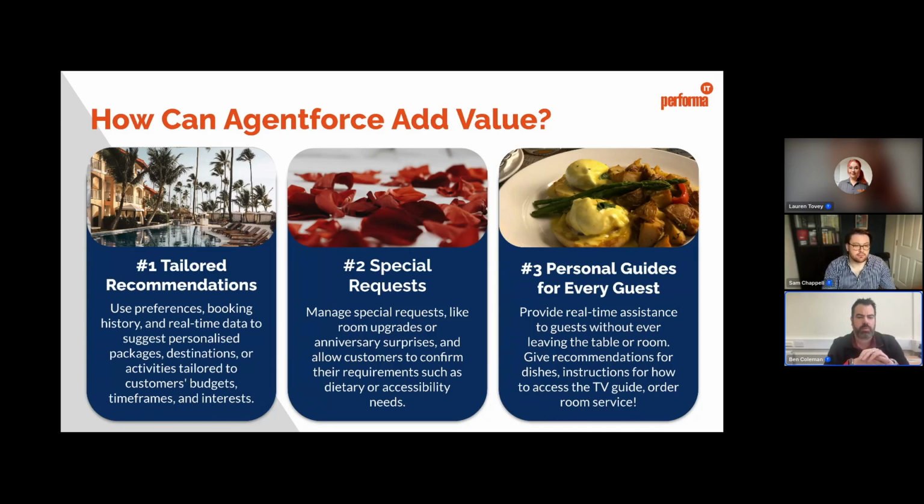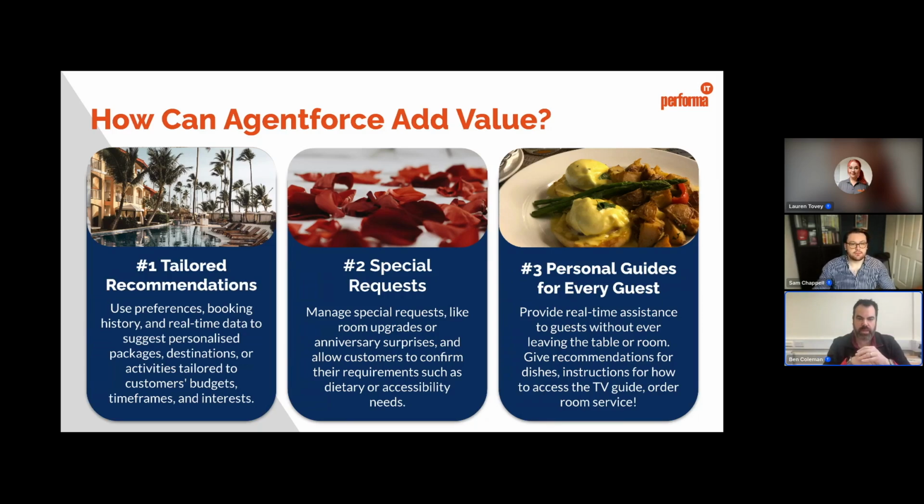So if we look at the number one suggestion here on this slide, so imagine if you could make each and every customer feel like you really understood them. Preferences, booking history, and real-time data, they can all be leveraged by AI agents to suggest tailored itineraries, special events, new destinations, or activities that match their interests, their time frame, and their budget. You know, this would be an excellent way to upsell upgrades or add-ons that appeal to each customer, or maybe advertise new menu items or a new restaurant opening, just as an example.